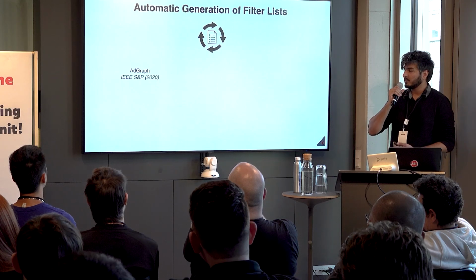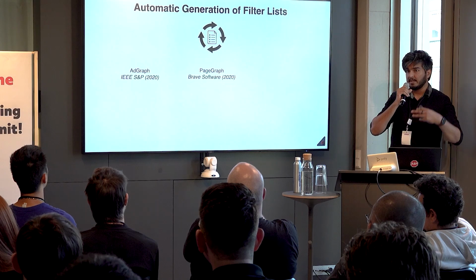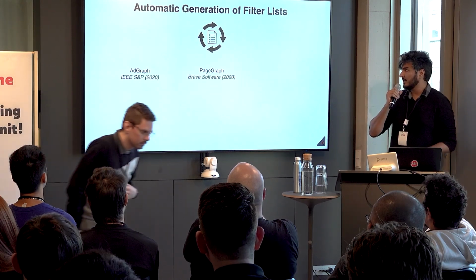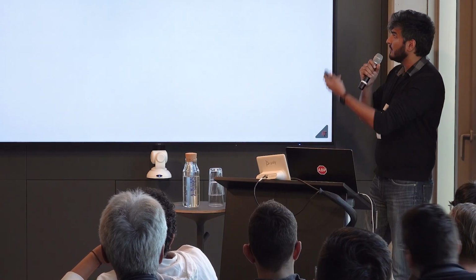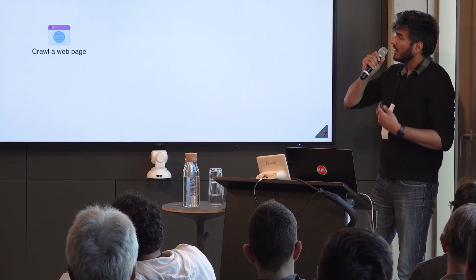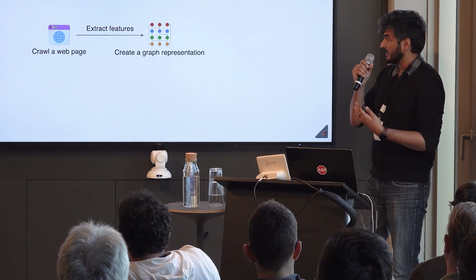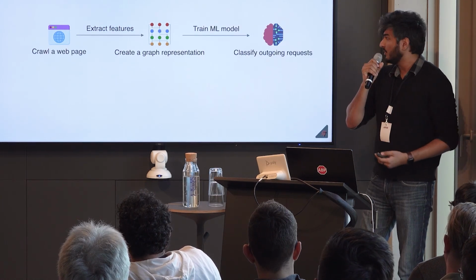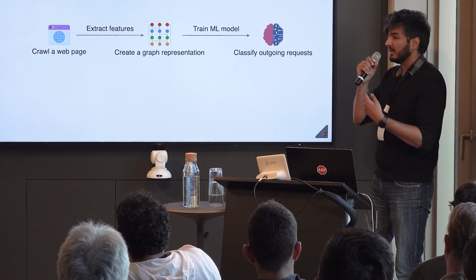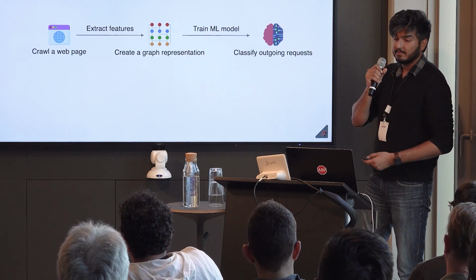AdGraph was one approach, published in IEEE S&P in 2020. Brave has PageGraph, which is built around AdGraph, also from around 2020. Then WebGraph, in USENIX Security 2022, tried to solve this issue as well, and we will briefly look at how it works. You crawl a web page, extract some features, create a graph representation of the web page, and use that to train a machine learning model, which is then able to classify outgoing requests as either tracking or non-tracking.